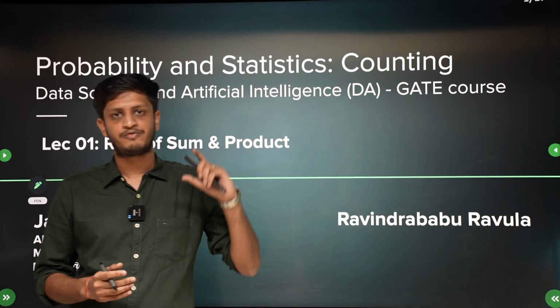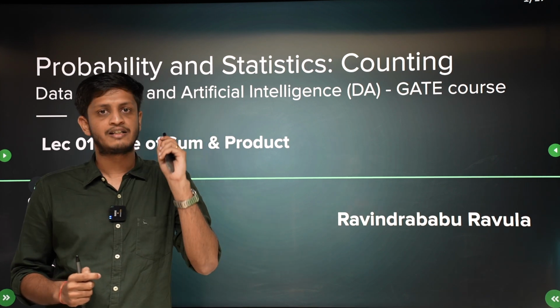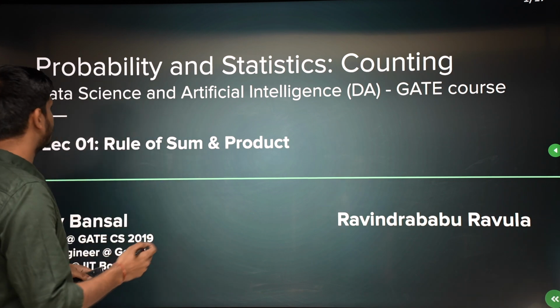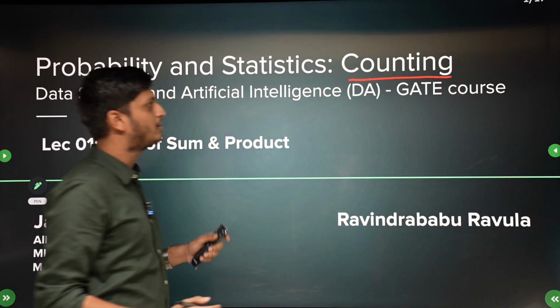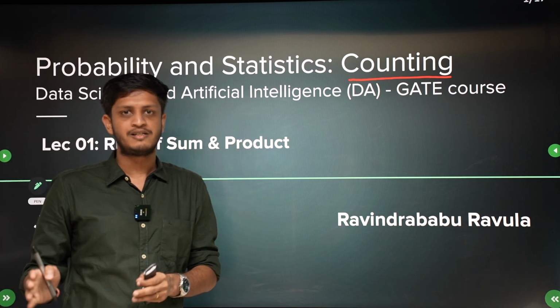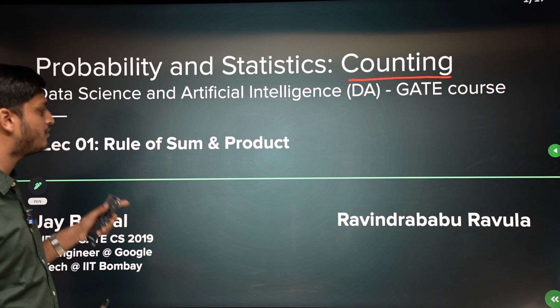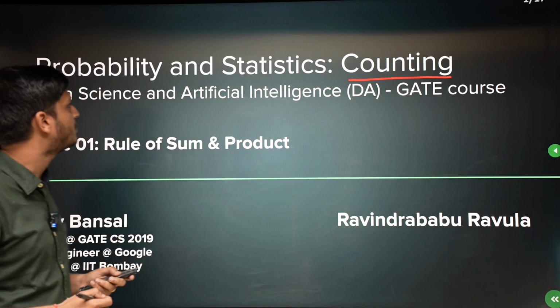So this is the first module of the GATE DA course: probability and statistics, and the first concept in that is counting. So we will finish counting first, and we will put every video of counting in a playlist, so you can access them all in the same playlist. This is lecture 1, and we will discuss rule of sum and product in this session.